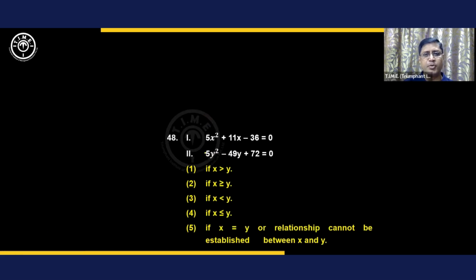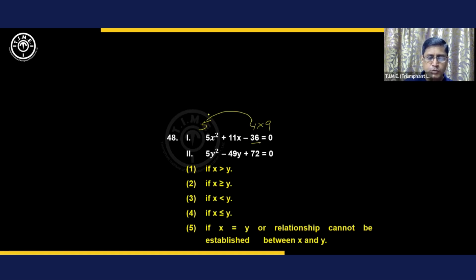Now look at the next example on your screen. 5x square. So I'm taking 5 here. 36. 36 means 4 into 9. 4 into 9, that is one possibility. Now 6 into 6, that is another possibility. Now there are possibilities. What is the value? How to get 36?